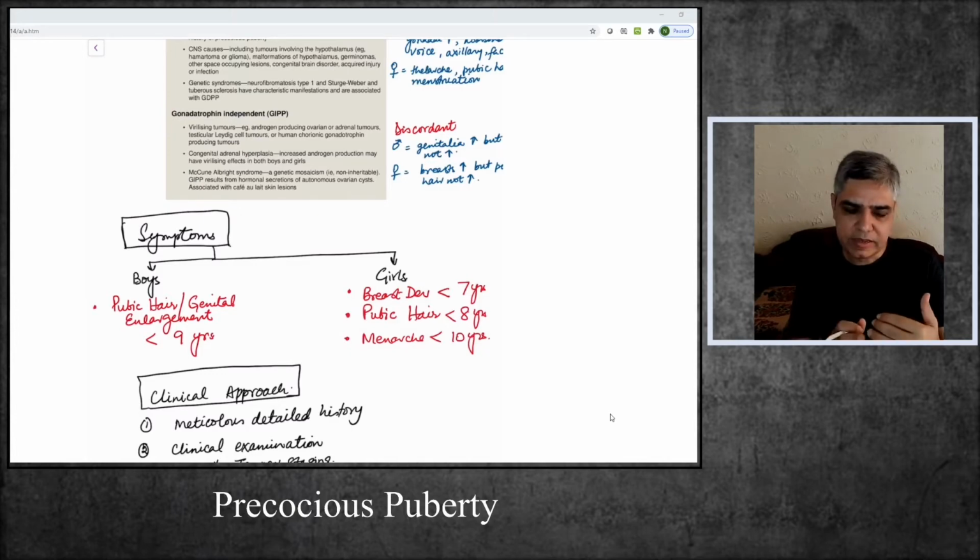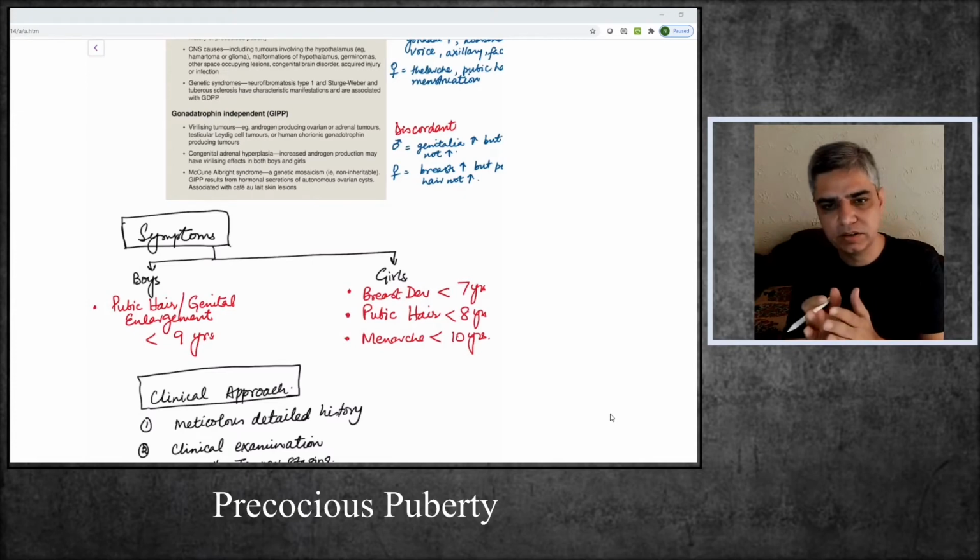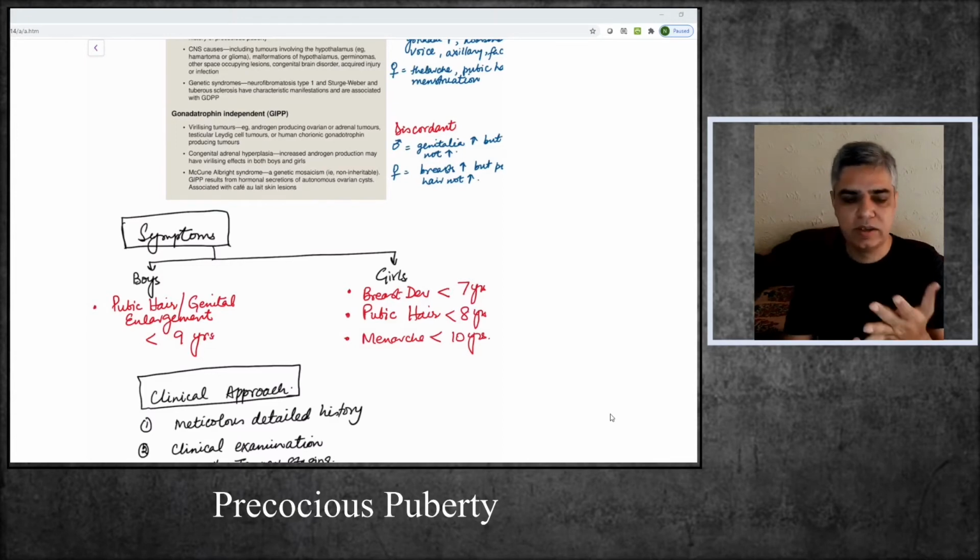Once the development of the secondary sexual characteristics starts, some things start in the beginning and some start after that. As I told you, it would start from the development of the breast, followed by the pubic hair, and usually menstruation occurs 3 to 4 years after the start of puberty. So that's why if there is breast development less than 7 years, development of the pubic hair less than 8 years, or start of menstruation less than 10 years, then you should be thinking of precocious puberty.